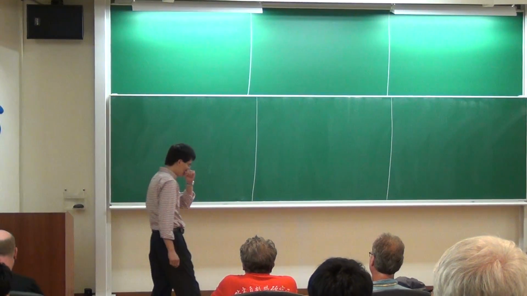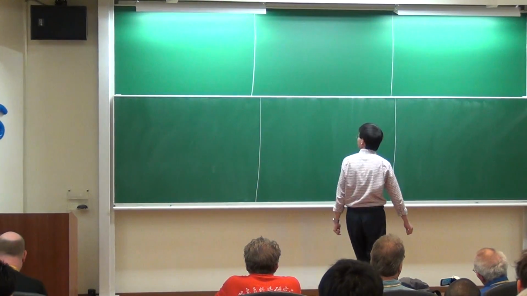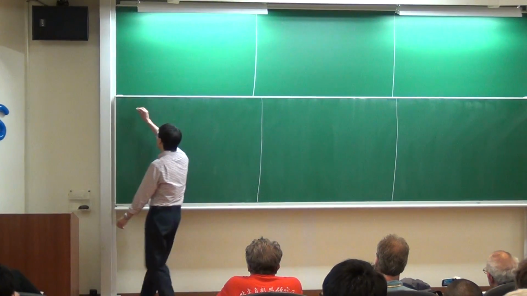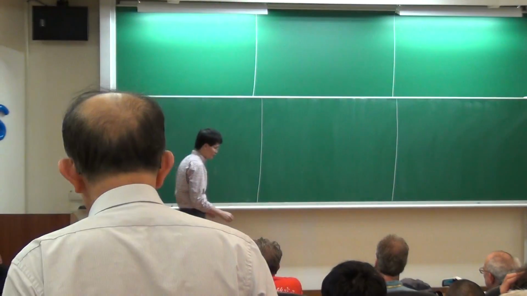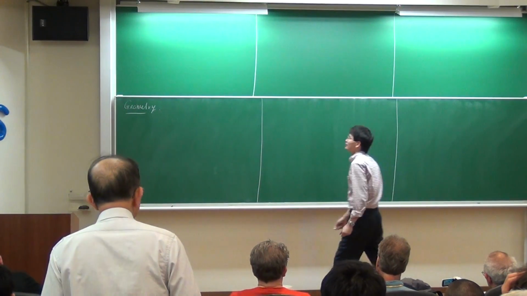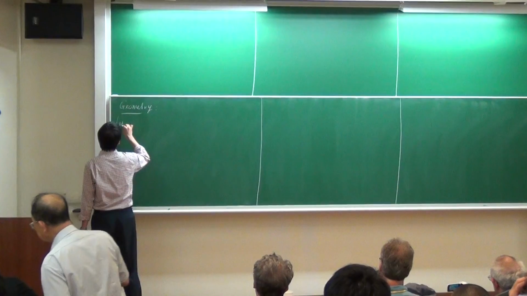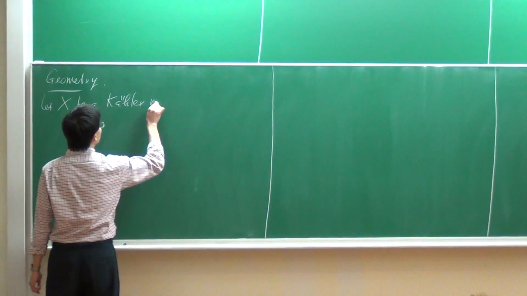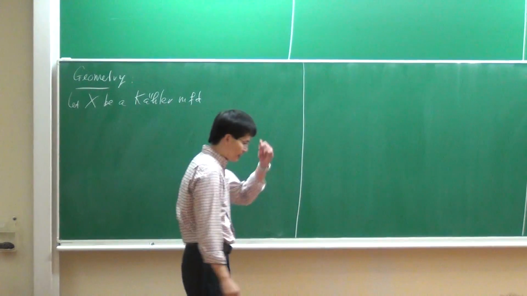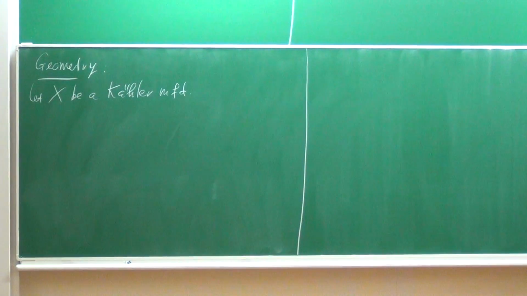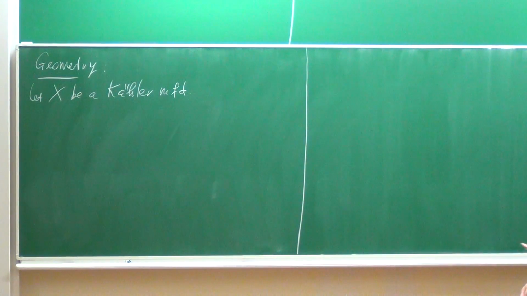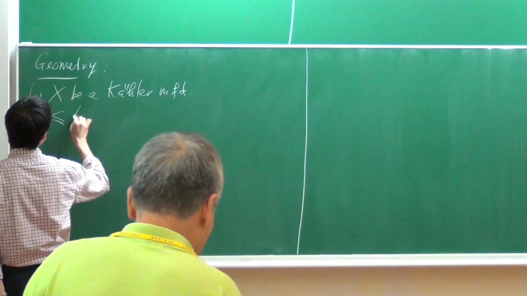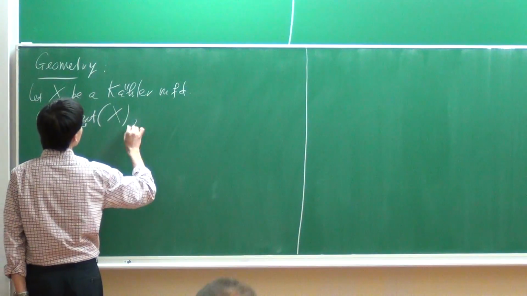Okay. So let me begin my talk by recalling some notions from geometry that I know very little about. So let X be a Kähler manifold. So it means that X has three structures: a complex structure, a Riemannian structure, and a symplectic structure, which are compatible in some sense. And suppose that you have a subgroup G of automorphisms of X, and suppose that it is compact.